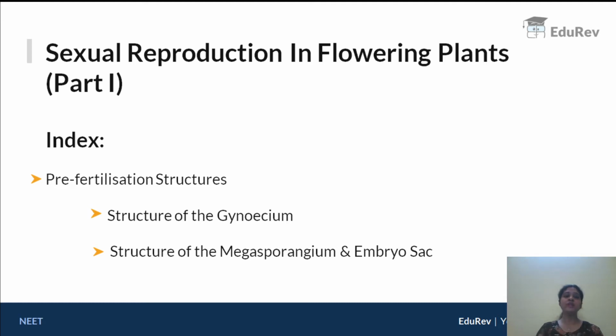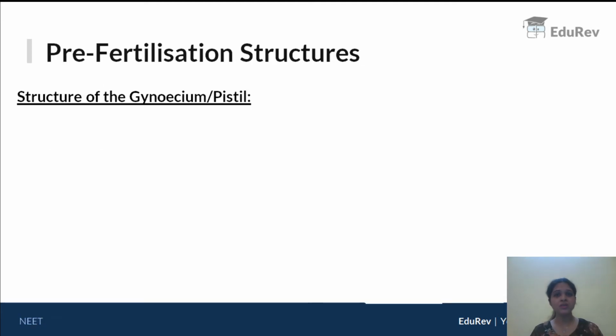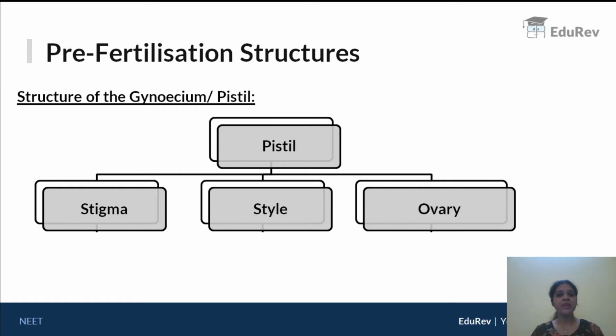So to start off with the pre-fertilization structures, we will start with the structure of the gynoecium. The female reproductive part is called the gynoecium, or alternatively you can call it the pistil. Now the pistil or the gynoecium technically is made up of three parts. The uppermost portion is the stigma, that is the projected portion, the style which helps in the projection, so it's an elongated structure, and finally at the base you have the ovary which contains the ovules. So that is the major part of the gynoecium there.